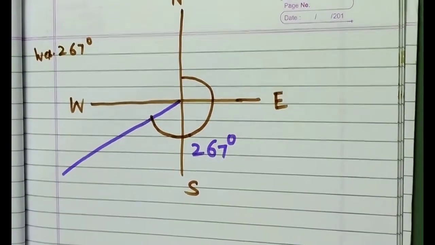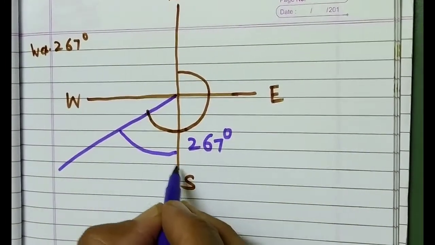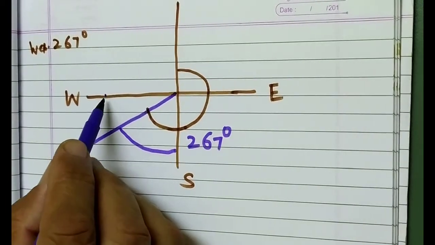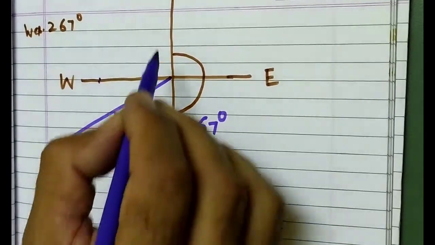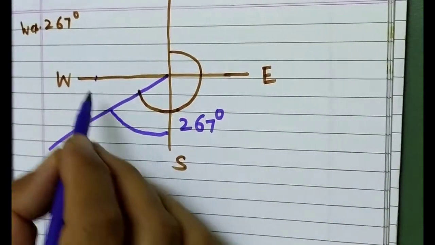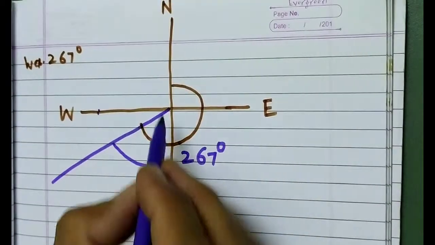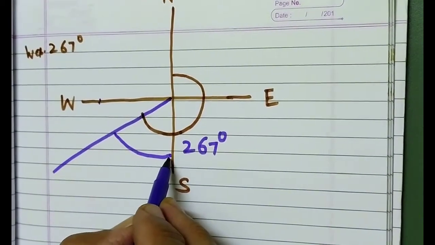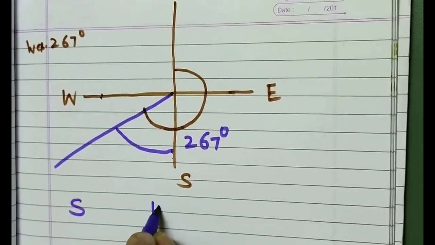Okay, so we want to know this angle. It is very close to this line, not this west. Some students may make a mistake over here. This is very close to the basic line, north south, not the east west, because our 0 is with north. So angle is always with north. So very close to this is south. This quadrant is southwest.